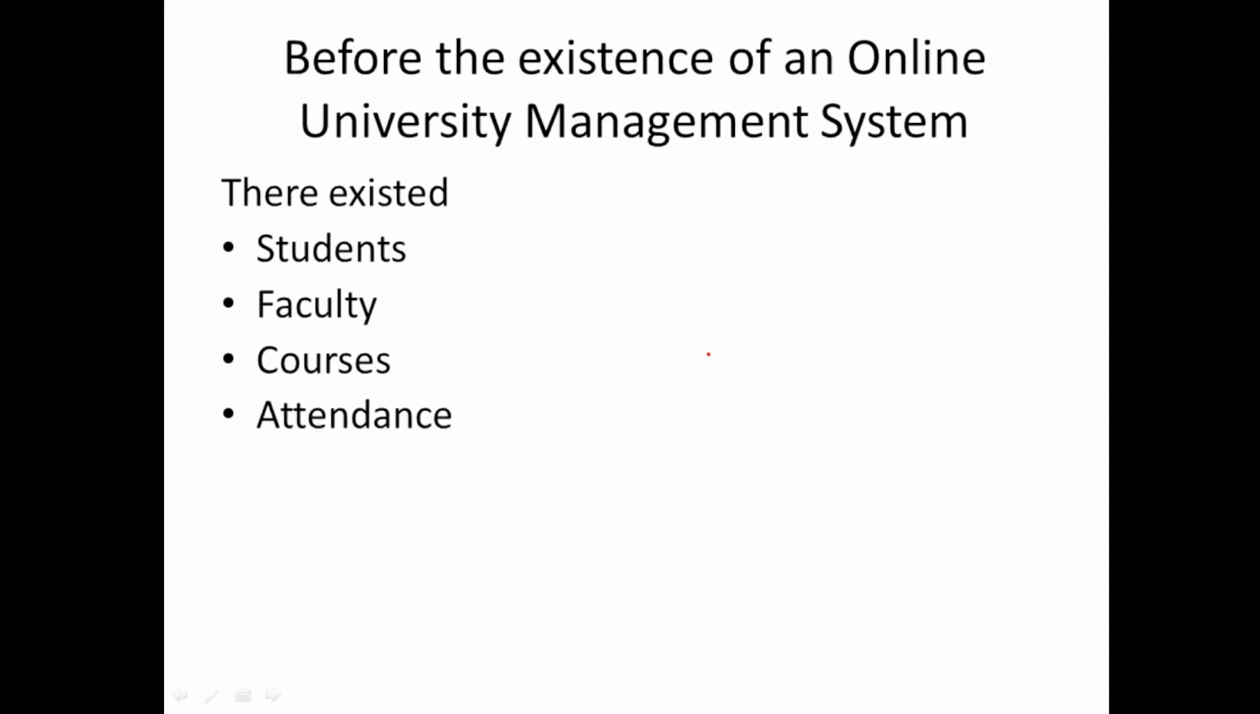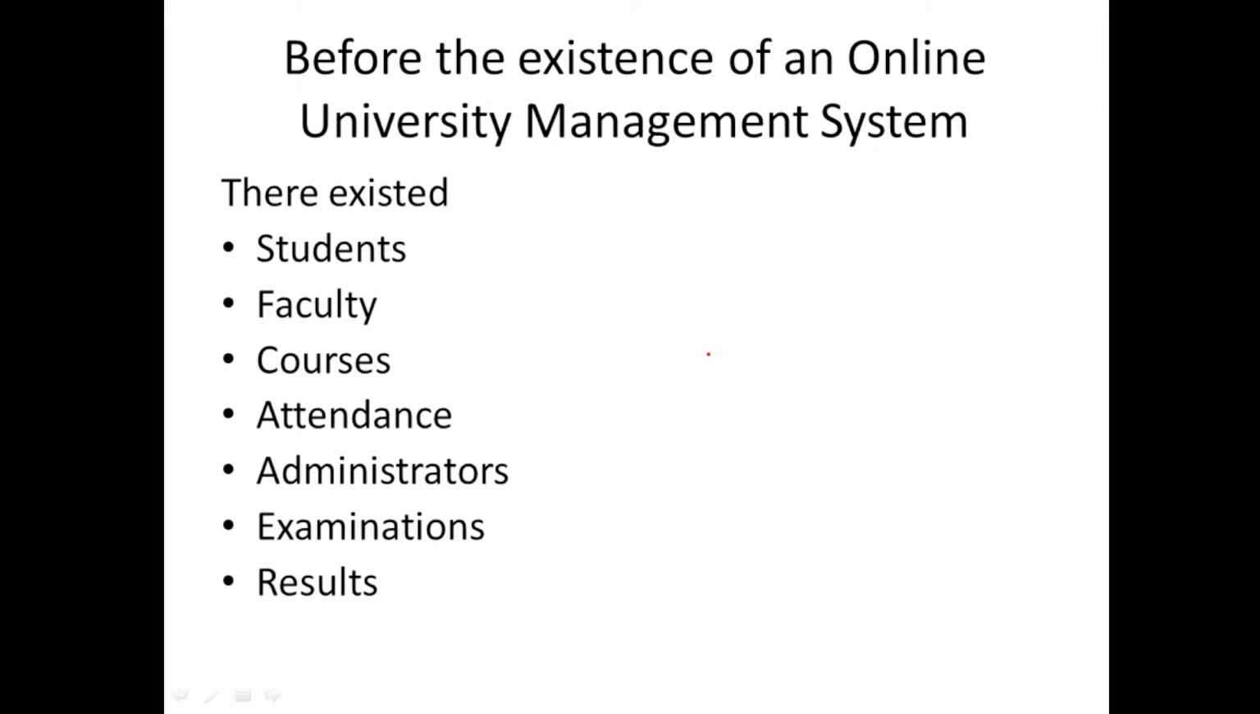I was from those times wherein we didn't have a university management system. Everything was managed through some means. But even before the existence of a university management system, there existed students. We had faculty, we had courses, we had attendance, we had administrators. Administrators may be HODs, deans. We can call the lab administrators administrators too. We had examinations, results and a lot more things. We had hostels, and we were managing hostels. Everything was managed without a management system.